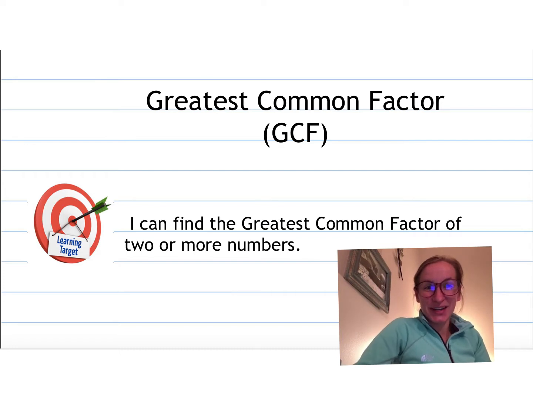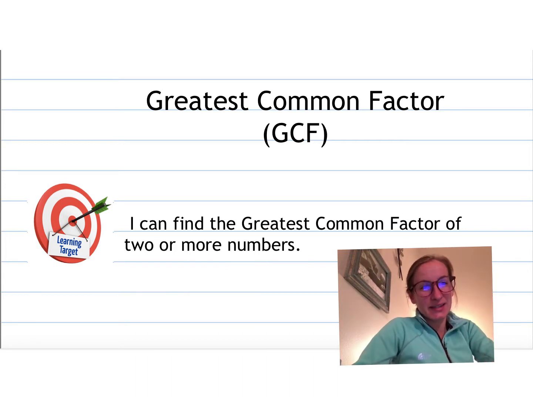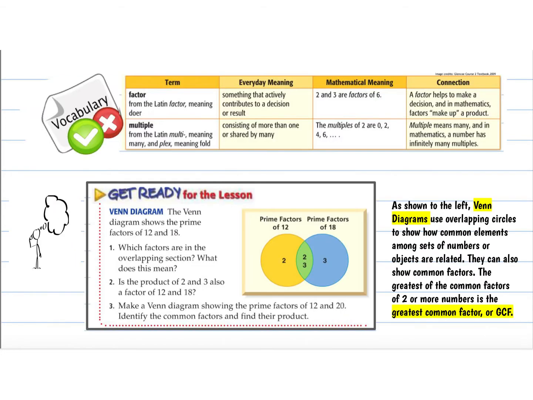Your learning target is: I can find the greatest common factor of two or more numbers. We're looking at a lot of vocabulary again today. We're looking for the greatest, largest factor that numbers have in common. You can do this. So let's focus first on our vocabulary.